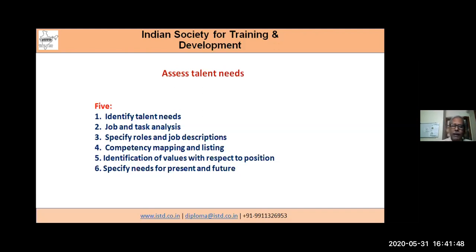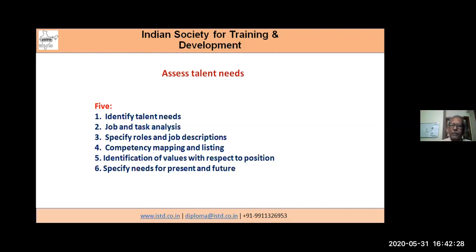Another point will be the identification of values with respect to the position. Every position has a specific value, and the people we are going to hire should have that kind of value. We should be able to find that kind of value within them, and we have to search for that value and equate it with the value of the specific position that is going to be filled up. So assessment of talent needs will not only see the qualities, the skills, the potential, the attitude, the values; all kinds of things have to be seen as what are the talent needs for specific roles.